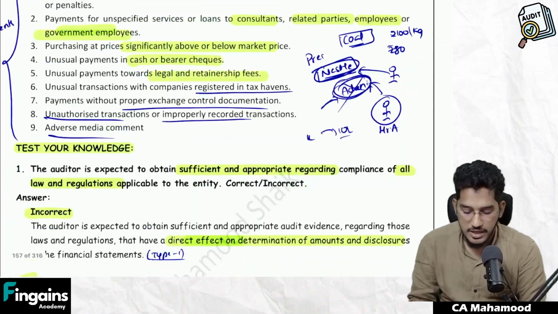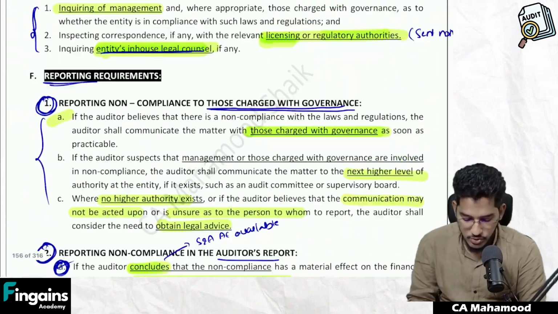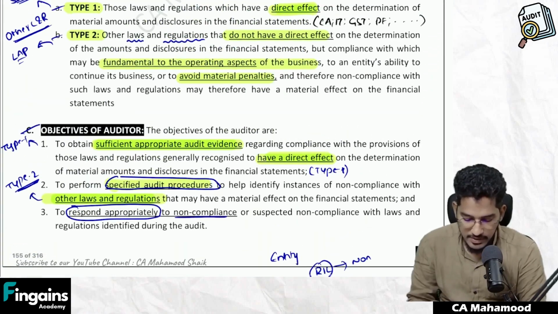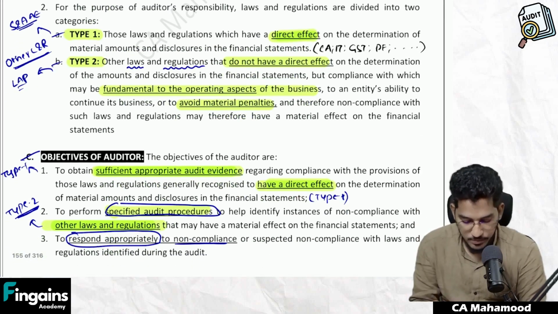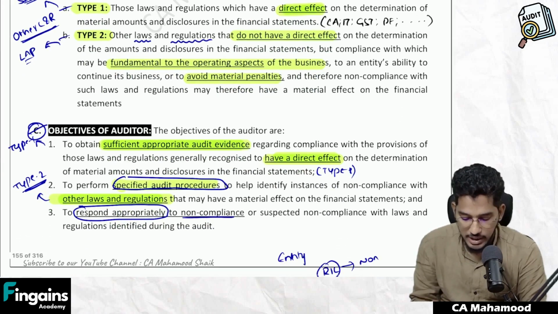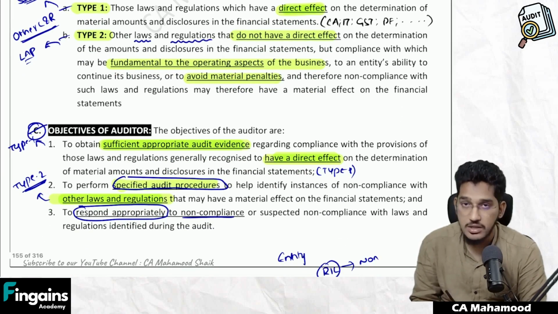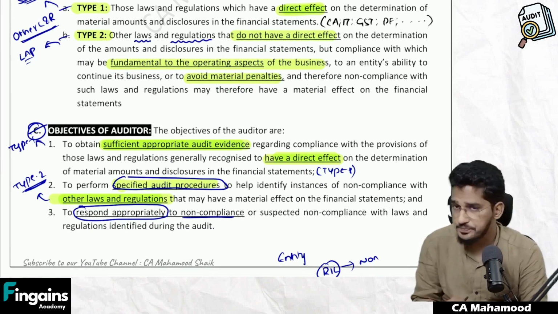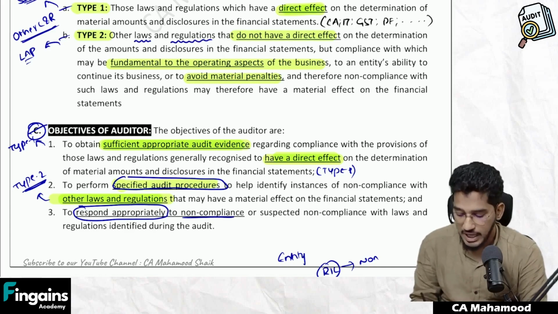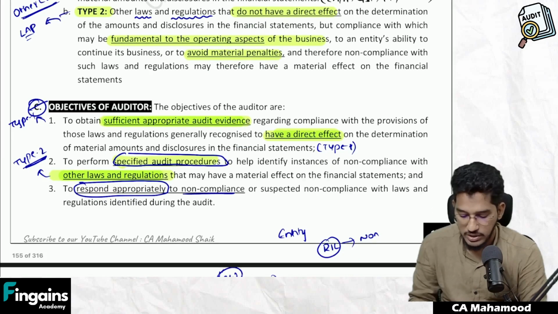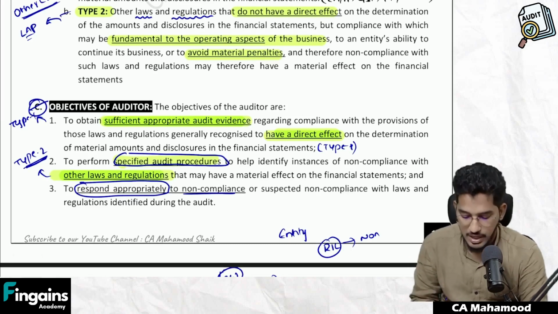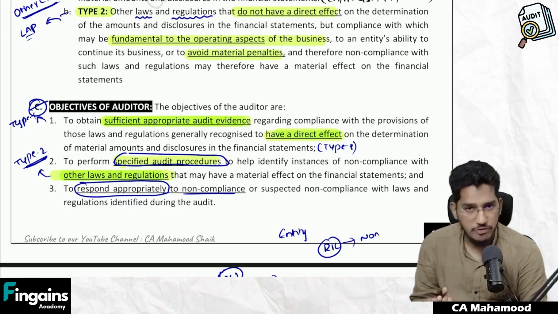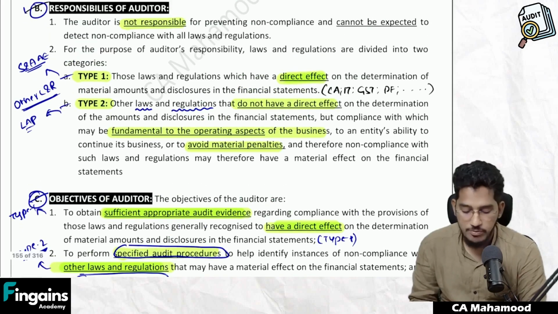Which paragraph from the standard will you write? See, you are supposed to write here B point as well as C point. First you have to explain what is type 1, what is type 2. Then paragraph C also you have to write. Why? Because actual responsibilities are mentioned in paragraph C only. For type 1, you need to obtain sufficient and appropriate audit evidence. For type 2, you need to perform specified audit procedures, and whatever your reporting requirements are there, you have to respond appropriately. But what is type 1 and what is type 2?